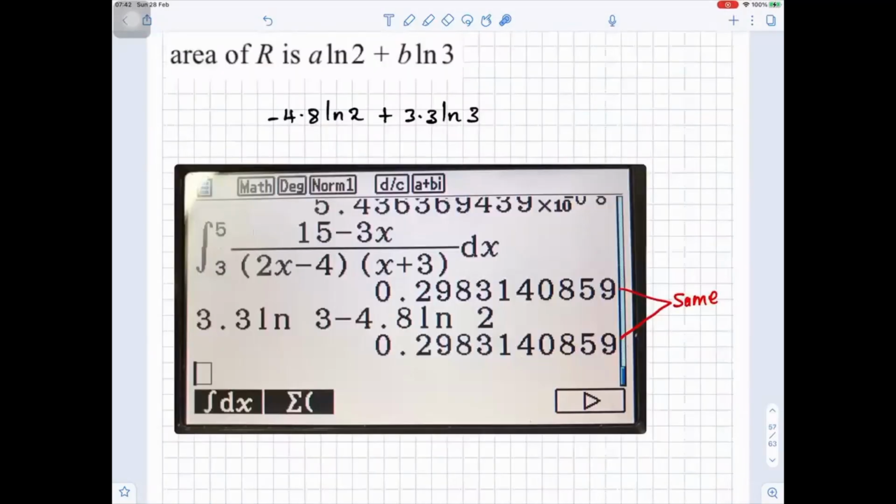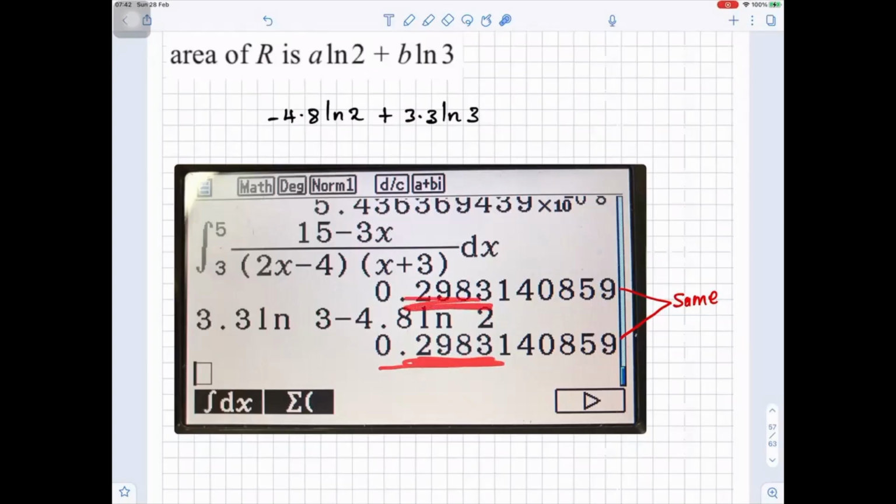And you can use your calculator to check. If you put the integral of that expression dx, you get 0.2983. And if you put 3.3 ln 3 minus 4.8 ln 2, you get 0.298. So if you notice, the two answers are the same.